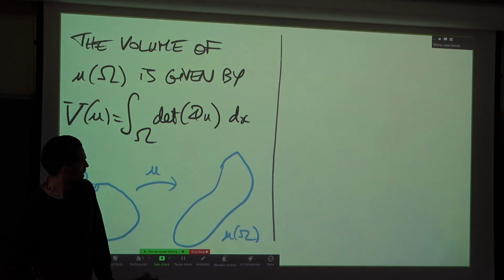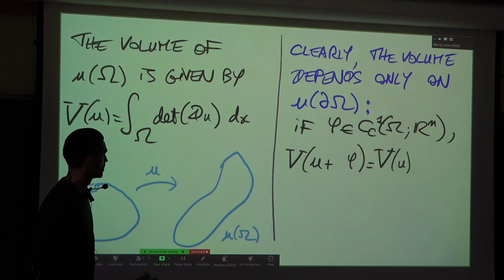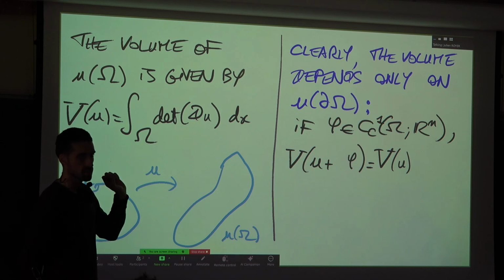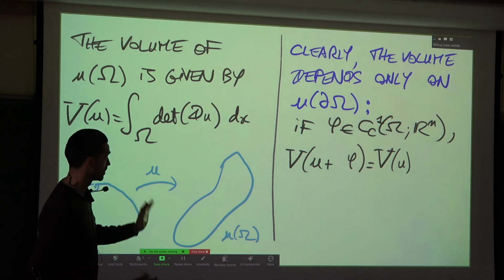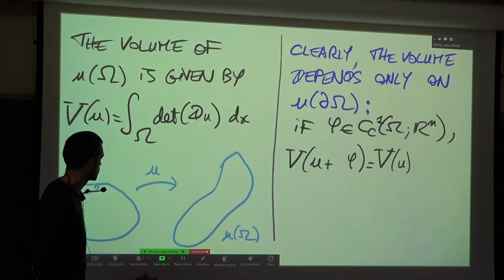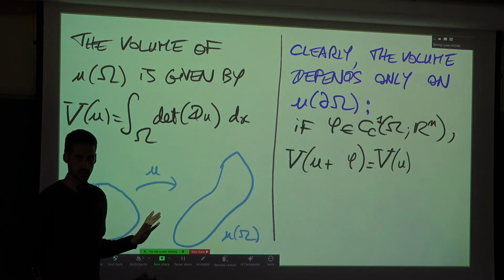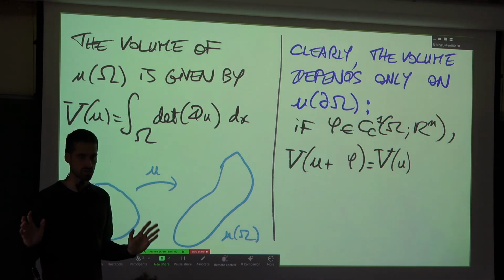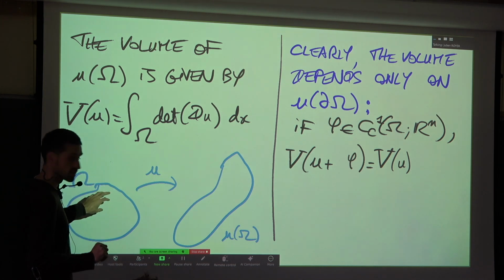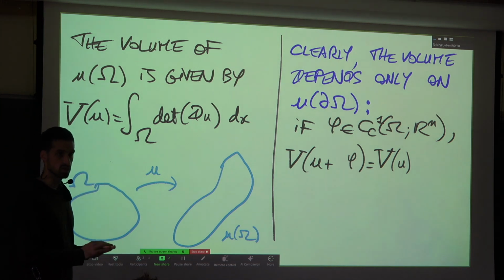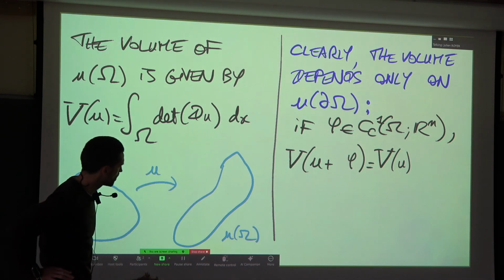Then there is a very simple thing that one can say about the volume. I write it clearly, because it's intuitive, though really it would require a proof, which I'm not going to do. Somehow, the volume inside really depends only on the boundary, right? If I know the boundary, I know what's inside, I know the volume. So if I change my map U just inside, not at the boundary, this should not change the value of the volume.